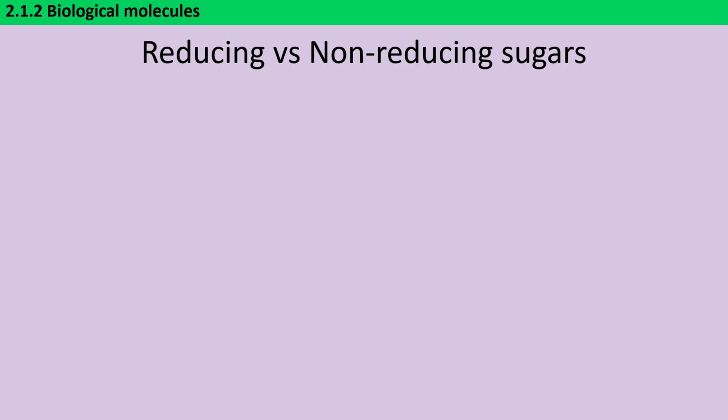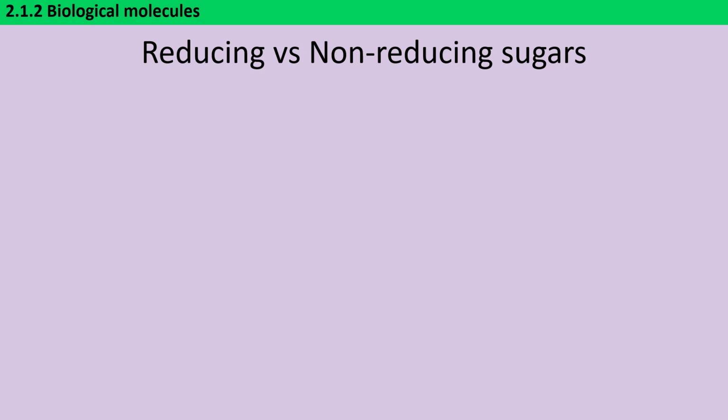The next test that you need to know about is the test for reducing sugars. So this isn't a test for all carbohydrates because not all carbohydrates are sugars. The large polysaccharides like starch and glycogen are not. And then not all sugars are reducing sugars.